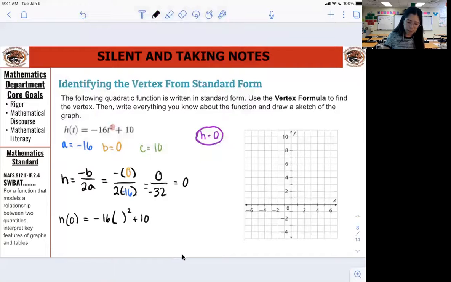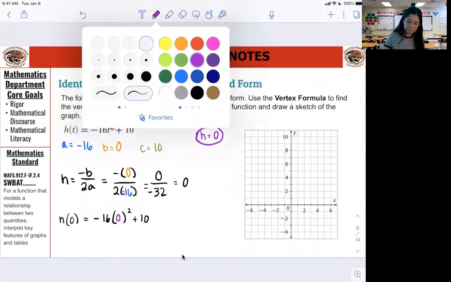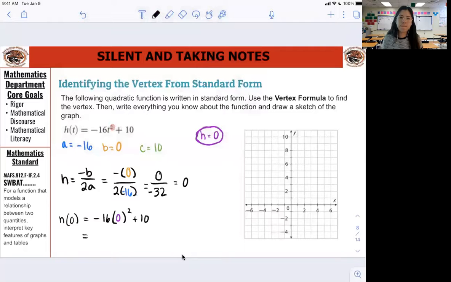Well, when I plug in 0, what do I get? 0 to the power of 2, 0 times 0 is 0. And 0 times negative 16 is still 0. So this whole thing gives me 0. 0 plus 10 is 10. So the k is 10.